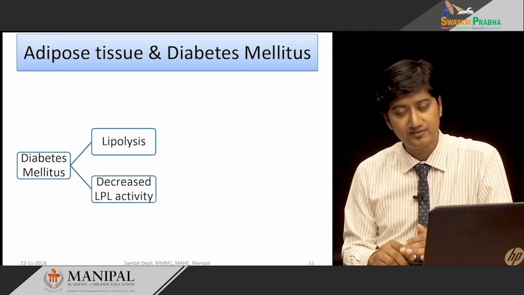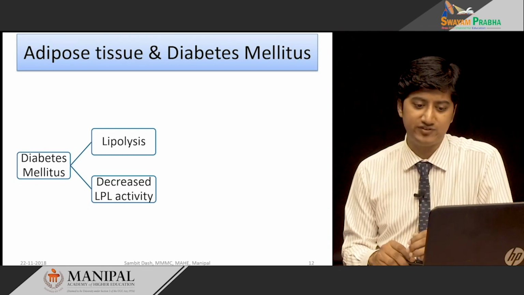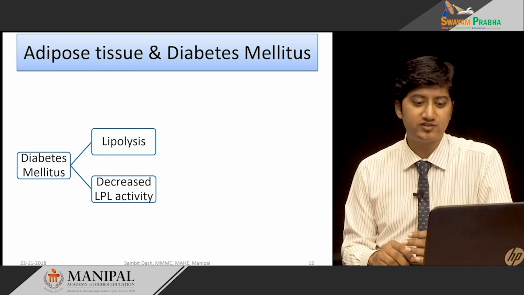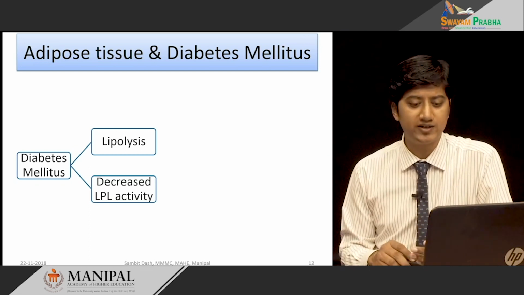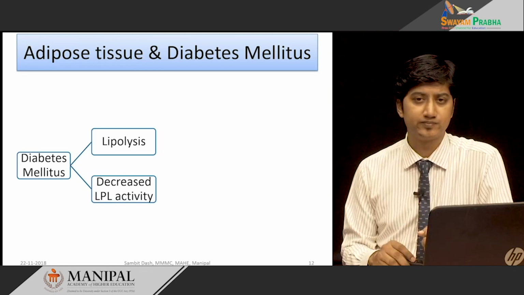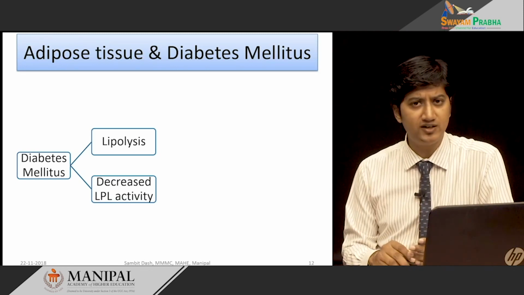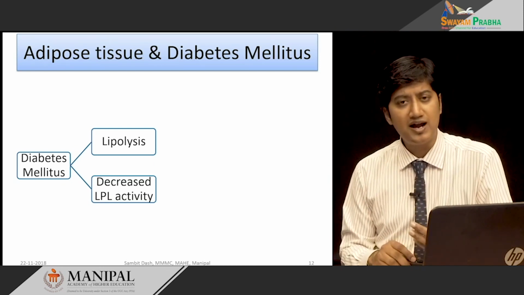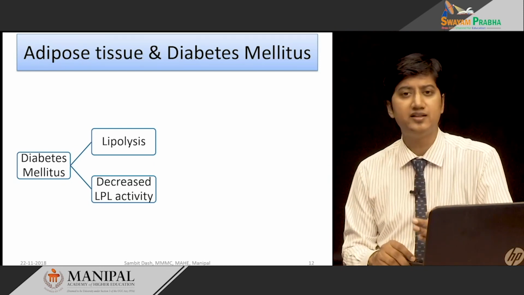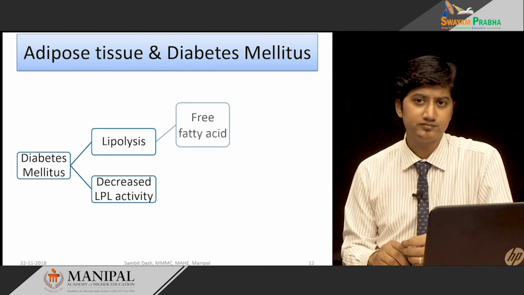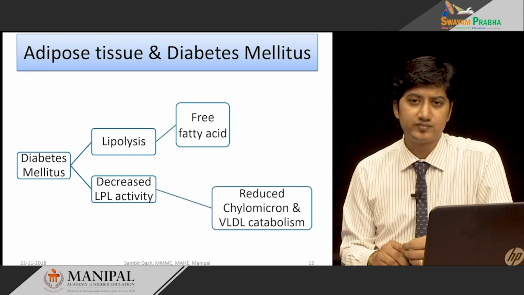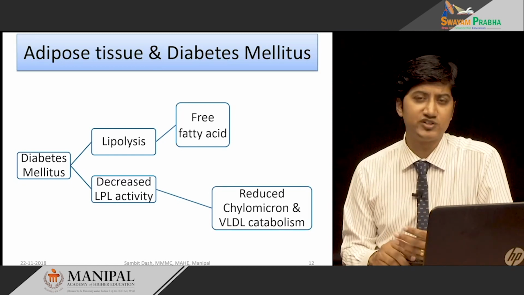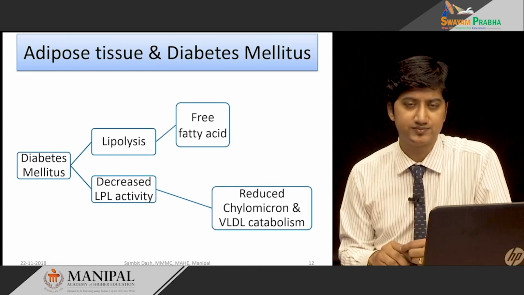On the other hand, there is decreased LPL activity, which results in decreased catabolism of chylomicrons and VLDL, which means chylomicrons and VLDL are unable to load the TAG into adipose tissue and their levels are high in the blood. This results in the dyslipidemic picture which we see in diabetes mellitus.